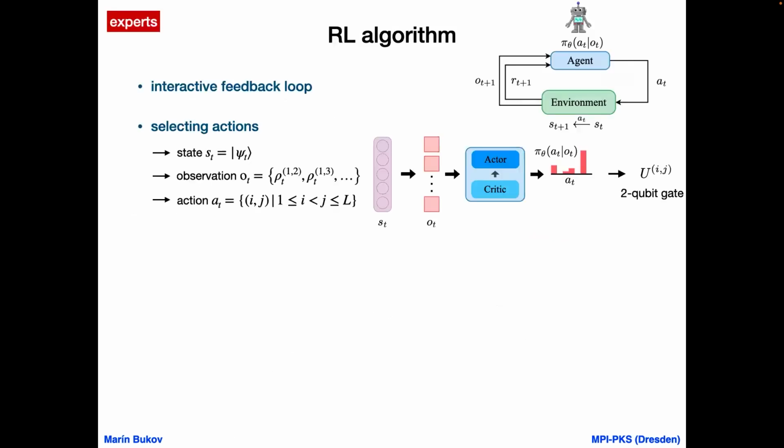So once again, just to recap, we start from the state. We build these observations, the 2-qubit reduced density matrices, and then we're going to process this inside the reinforcement learning agent. So you can think of this as a blue box. And out of the blue box comes the probability.